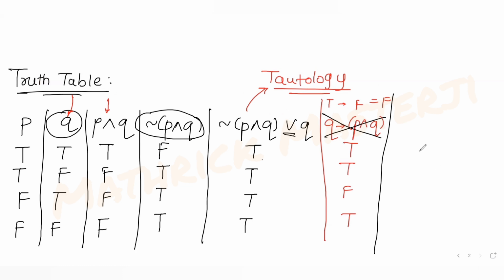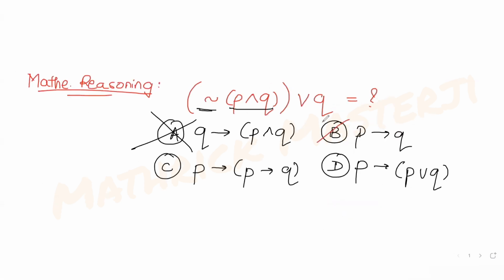Second, P implies Q. If I do P implies Q, we again know T and F gives F, otherwise T. So here I get T implies F, which is again F, all others are T. Again, this also does not work because you do not get all the truth values as T here. So this option is also gone. B is also not the correct answer.